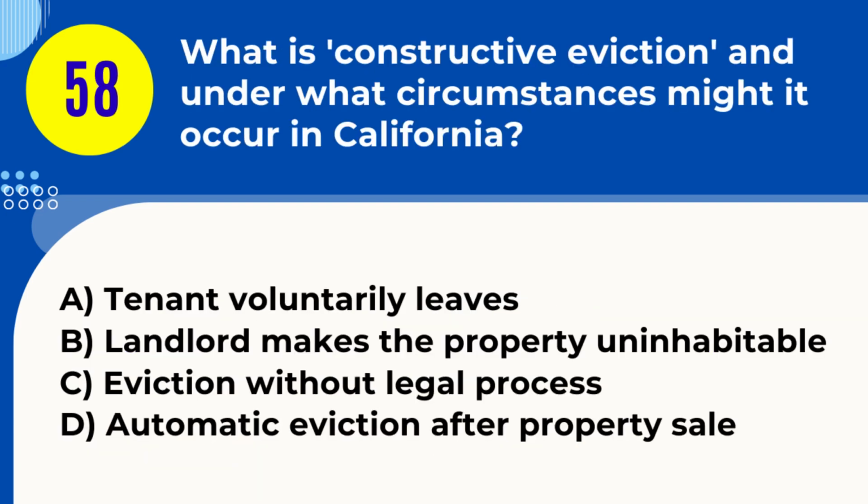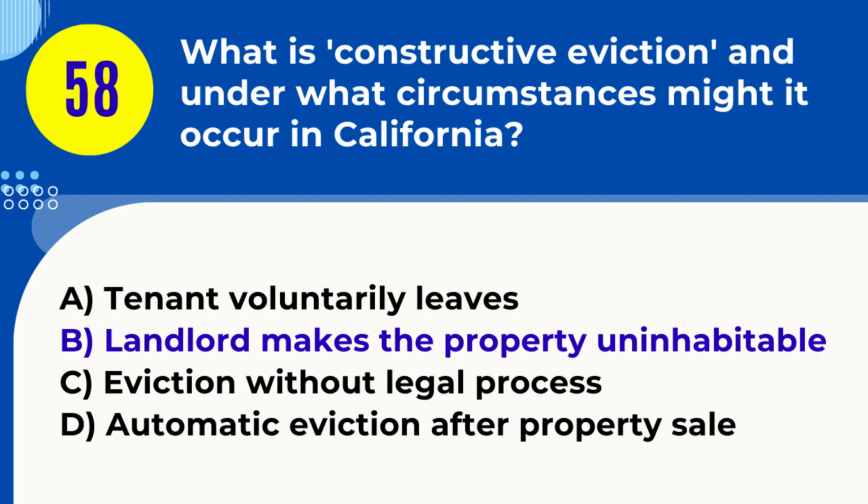Question 58. What is constructive eviction, and under what circumstances might it occur in California? A. Tenant voluntarily leaves. B. Landlord makes the property uninhabitable. C. Eviction without legal process. D. Automatic eviction after property sale.